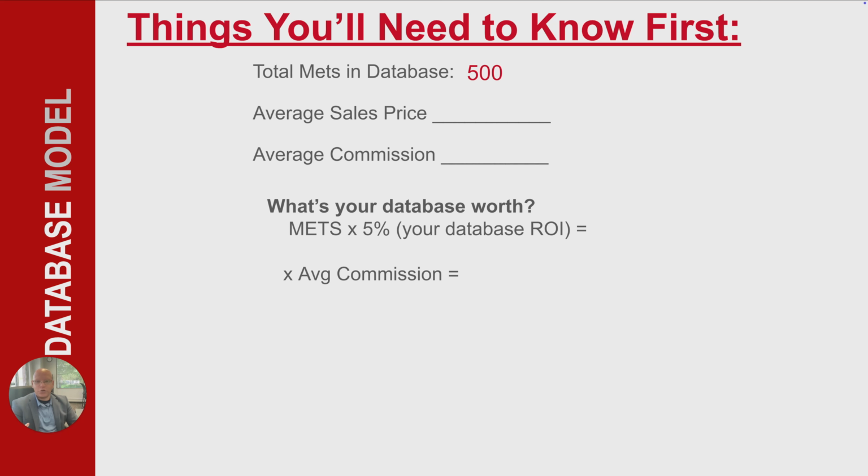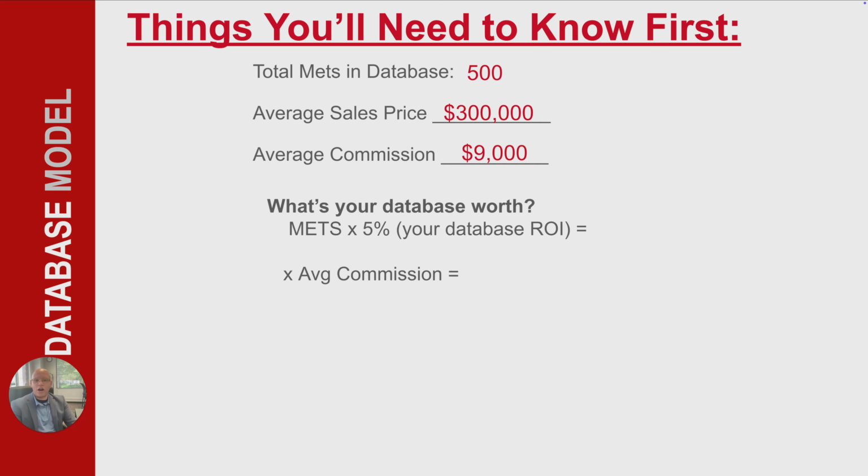And then for this example, I like to use actual numbers, but then I like to go a little bit lower just to kind of give you guys an idea. Let's just say we took the average sales price of $300,000. Depending on where you're at, it could be higher or lower than that. And then you need to know your average commission. I just took $9,000 for the average commission based off of that sales price.